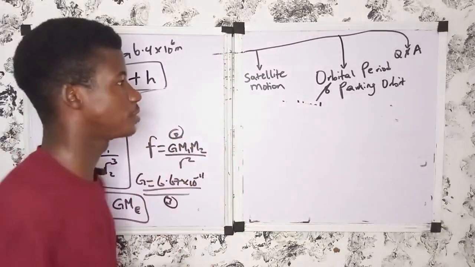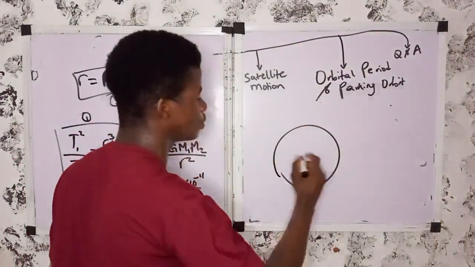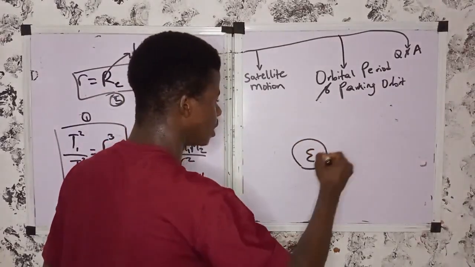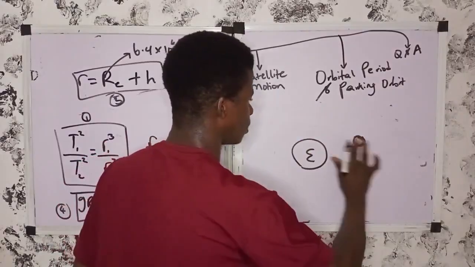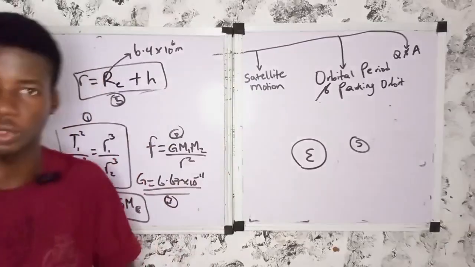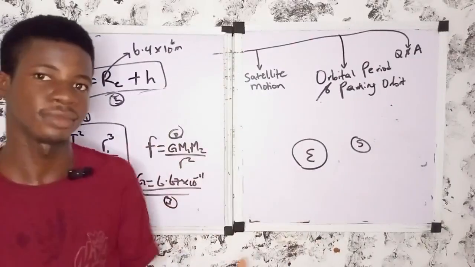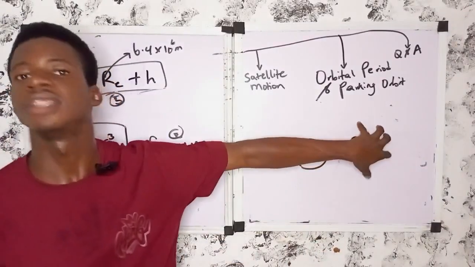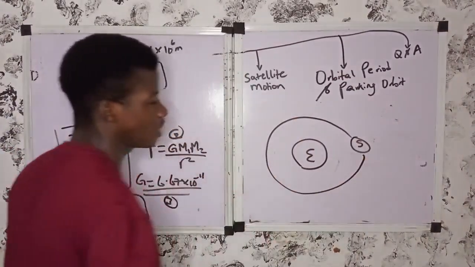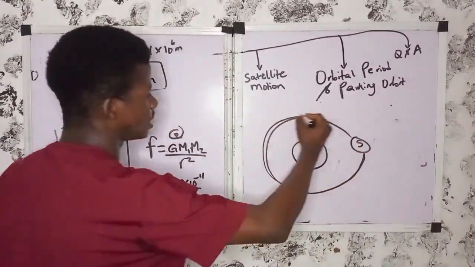Let's move to this part: satellite motion. Satellite motion has to do with the motion of a satellite. Now, what is a satellite? Satellites are objects that revolve around a planet. Using Earth as an example, satellites are objects that revolve around the Earth.